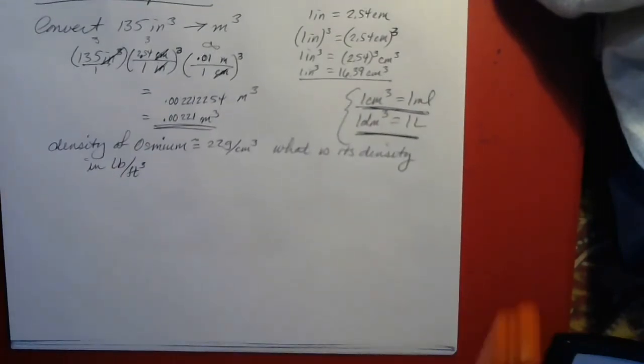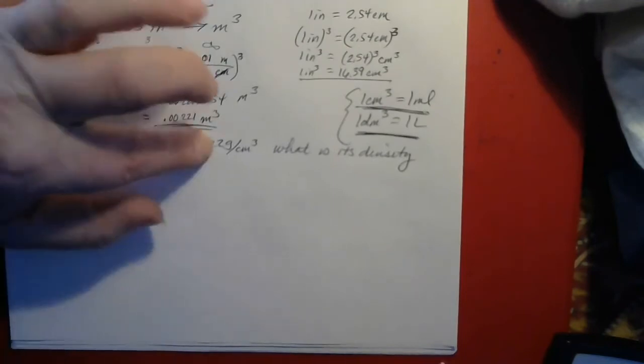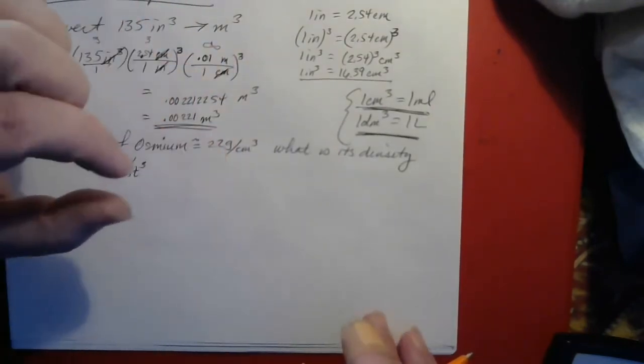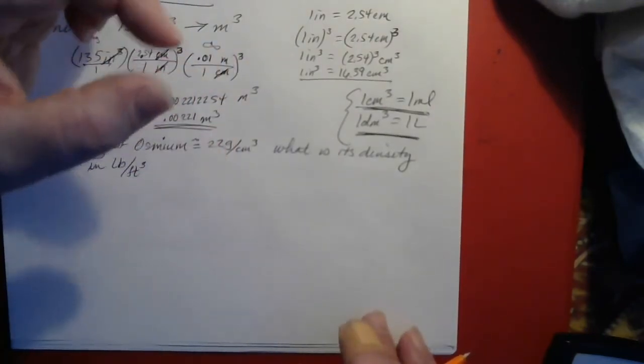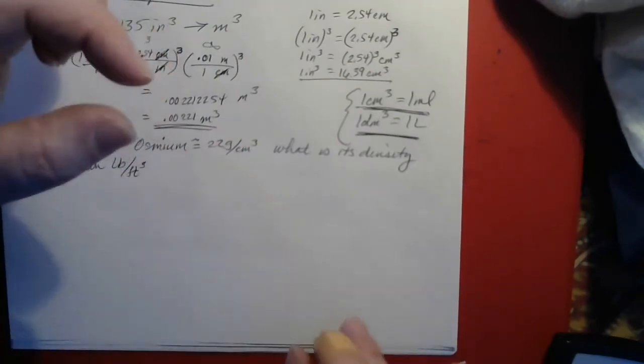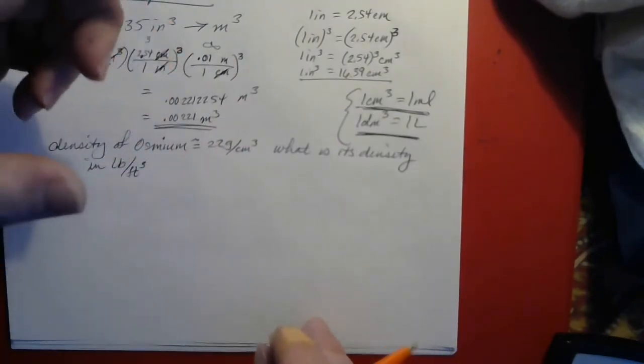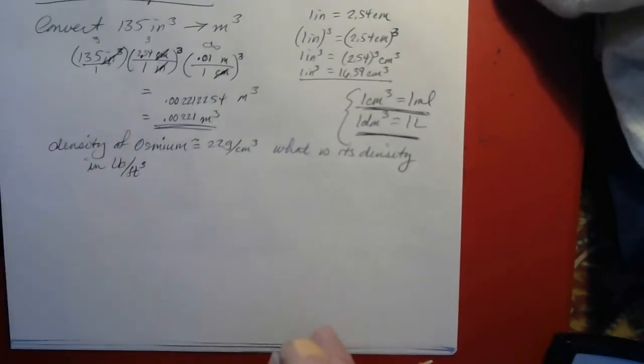This is an interesting question because of the number you end up with. 22 grams per cubic centimeter may not sound like very much, but a cubic centimeter is only like this, and 22 grams is almost an ounce. That doesn't sound like much, but that's actually a lot of stuff to fit in such a small space.